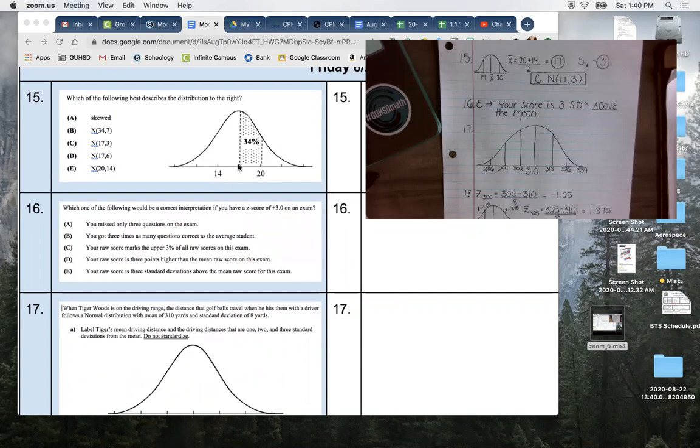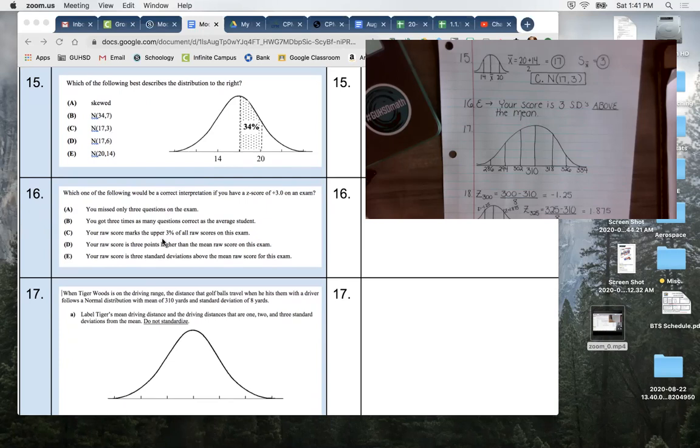I now need to figure out what a standard deviation away is. In this case, one standard deviation away is from 17 to 20 because this is 34%. Remember, 68% has to be within one standard deviation. Half of 68% is this 34%. It means that 34% is from the mean to one standard deviation away. So this is one standard deviation. If you take 17 and you add 3, you're at 20, which means that my answer is C.